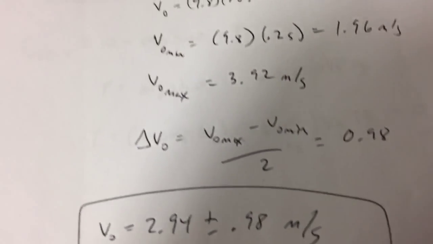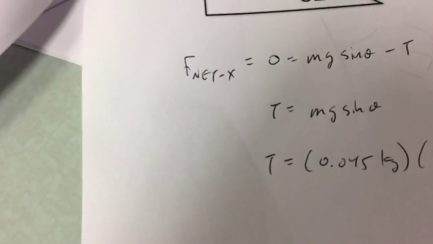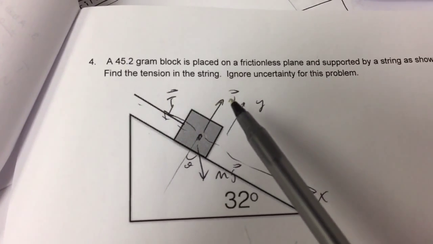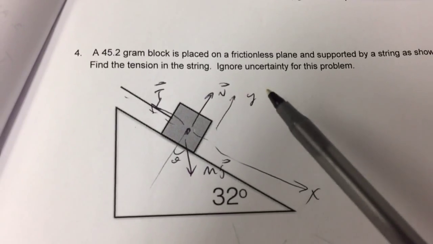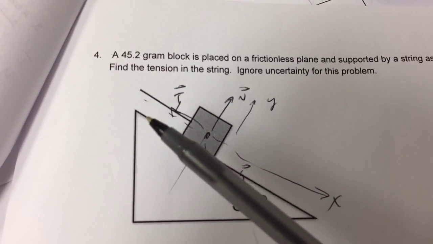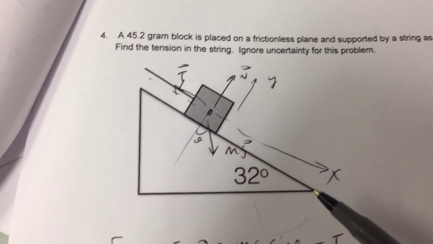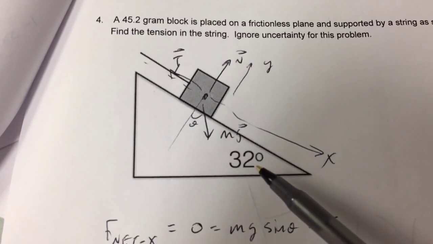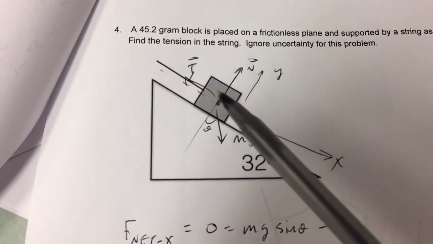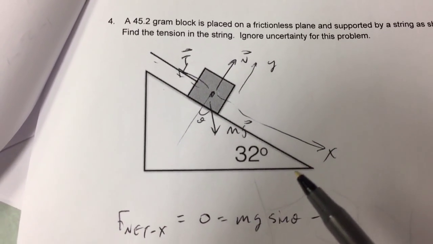Boom. Last problem. Okay, here's a block, and it's being held up by a rope, and the question says, what's the tension? So here I have the normal force, here I have the gravitational force pulling down, and the tension, and there's no friction. Okay, so that angle theta is the same as that angle, and if I call this the x direction, then the net force has to be 0 because it's stationary.